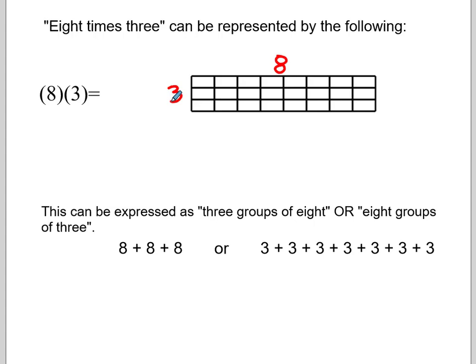Now worst case scenario, you could draw a picture like this and count the number of blocks. It's not the fastest method, but it would work. We could also see this 8 times 3 as 3 groups of 8, and if we're really strong with our addition facts, we could come up with the answer pretty quickly. We could also see this as 8 groups of 3, and if we can count on our fingers or do other things, we could come up with the answer. So if we look here, we should see that there are 24 squares, and whether you're comfortable with 3 groups of 8 or 8 groups of 3, you'll get the same answer.